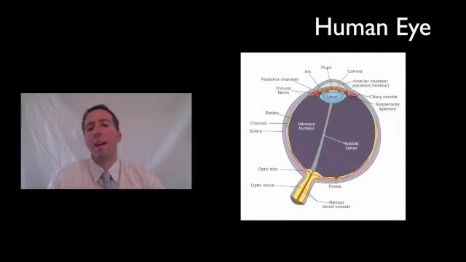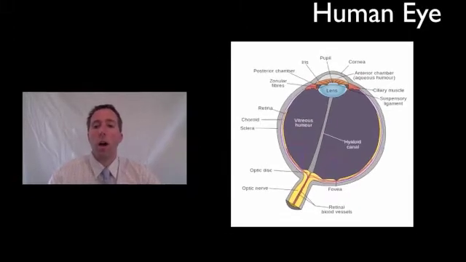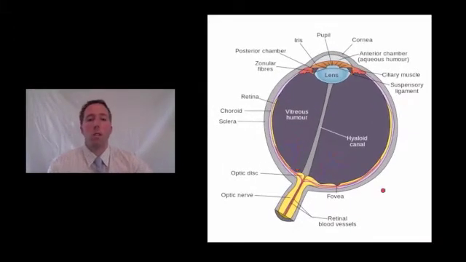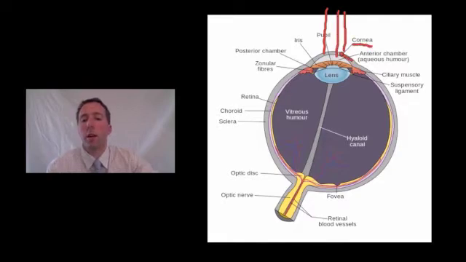So how do we see light? Well, we've got these amazing organs. We've got two of them actually. They're called eyes. So basically the way that we see light is that light travels, here's a few rays of light, travels through our cornea, this transparent layer here.